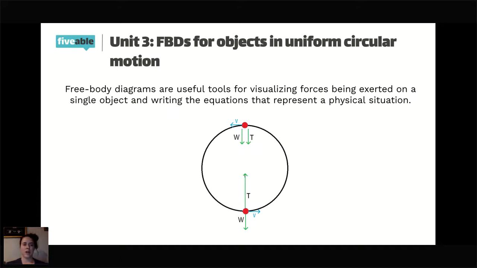Just remember that your centripetal acceleration is always going to be pointing towards the center of whatever that circle is. And then you can draw your free body diagrams as you normally would. Like the loop-de-loop example, your free body diagram at the bottom and at the top are going to be different depending on which way is towards the center.